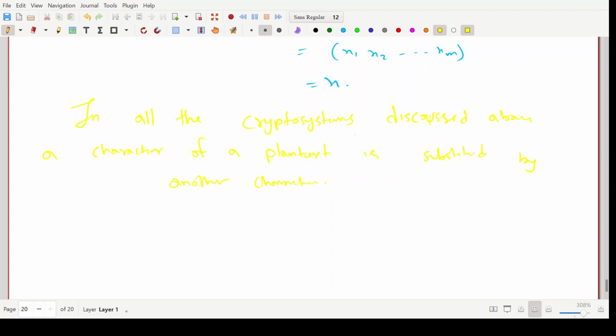In the next class, we'll describe some crypto systems where the characters of the plain text are not substituted by another character but permuted inside the plain text. That means whatever my plain text is, I'm going to permute it inside it. That will be the transposition cipher.